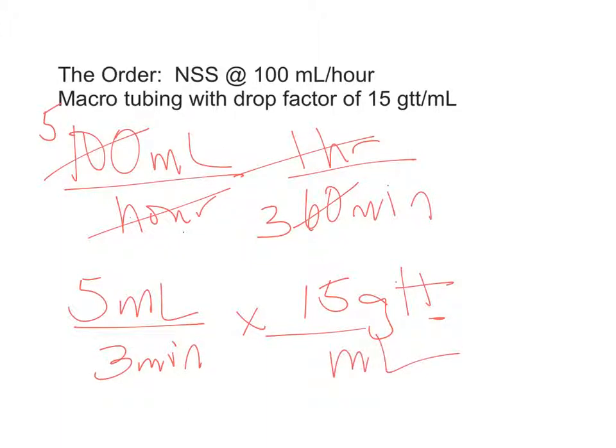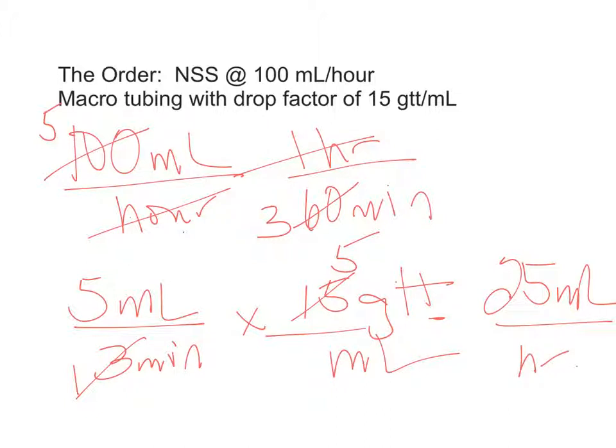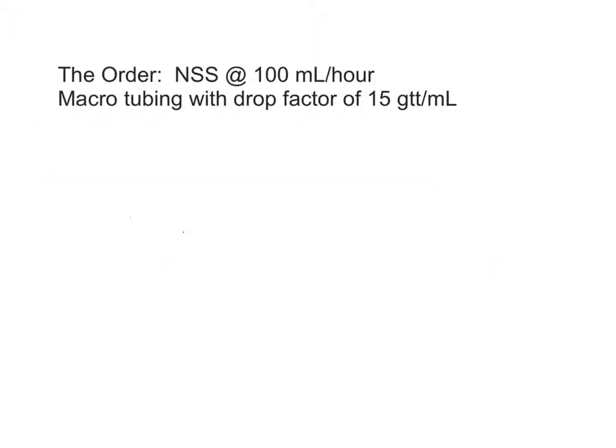All right, so now we can cross multiply, go across. We have 25 ml per hour. Now, if you're looking for a pattern, you might see one, but let's do one more just to see whether this holds up.